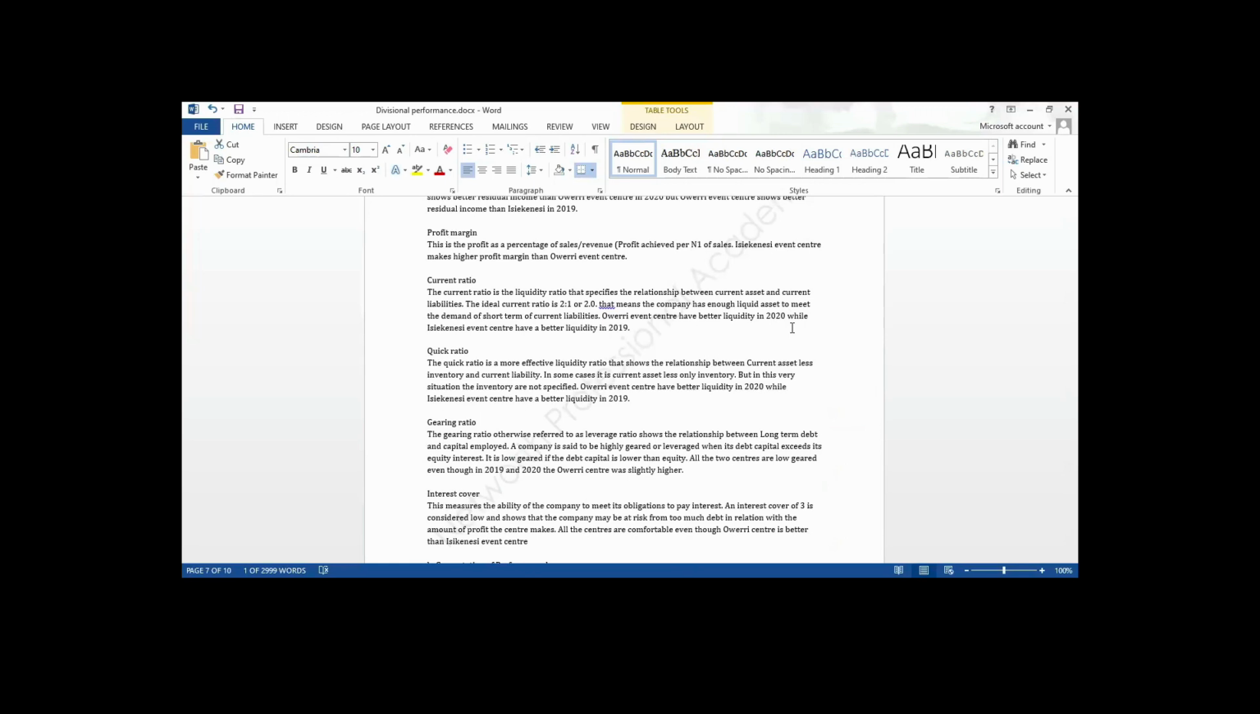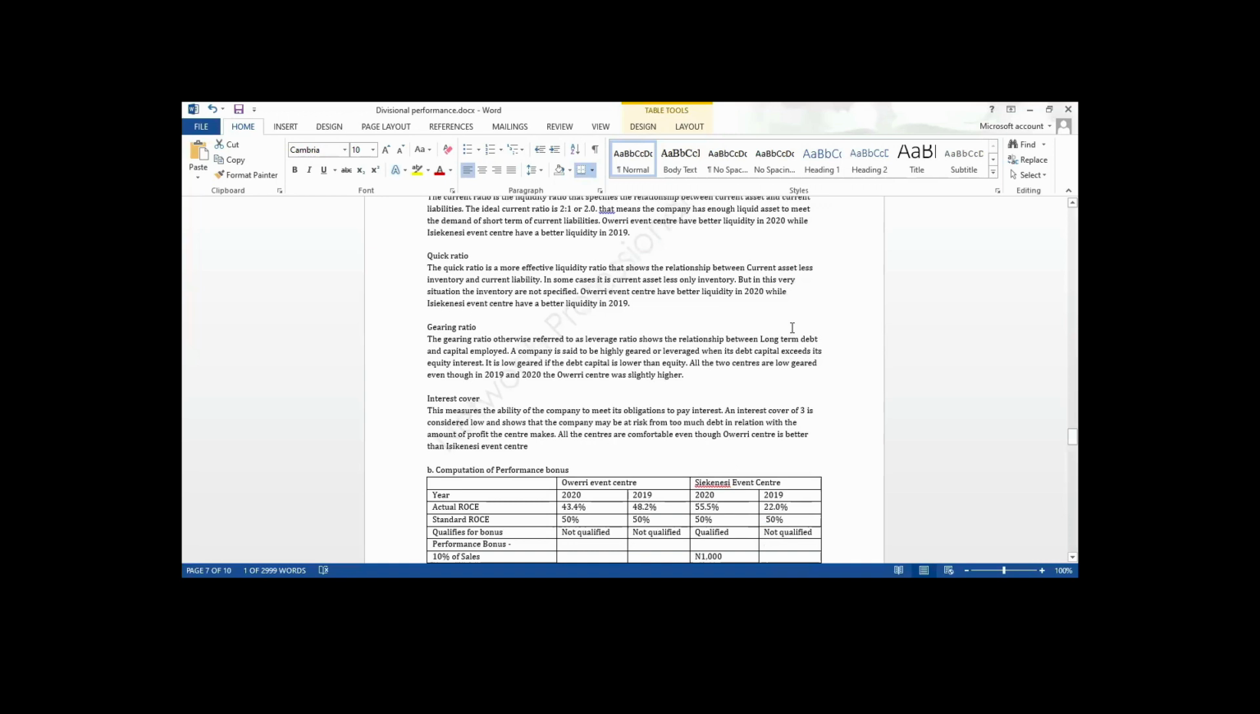Quick ratio is a more effective liquidity ratio that shows relationship between current assets less inventory divided by current liability. In this situation, inventory is not specified. So we just adopt what we have in current ratio.